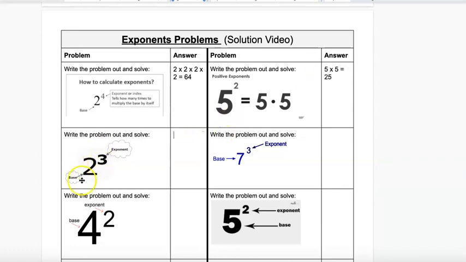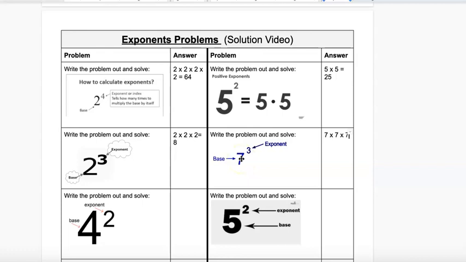So 2 to the third power. So the exponent tells us how many times to multiply the base by itself. So that would be 2 times 2 times 2. So that's what I mean when I say write it out. So I want you to do that first, and then you can solve that. So that's 8. So 7 to the third power is 7 times 7 times 7.